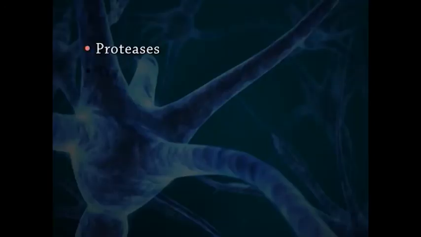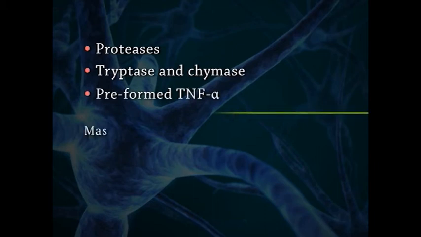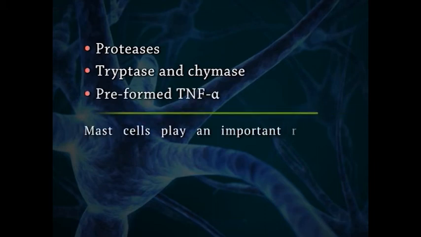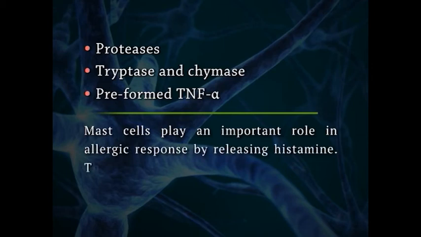Like basophils, they have a large number of cytoplasmic granules that contain histamine and other pharmacologically active substances like protease, tryptase, and chymase, and preformed TNF-alpha. Mast cells play an important role in allergic response by releasing histamine. They have Fc receptors for IgE and IgG.